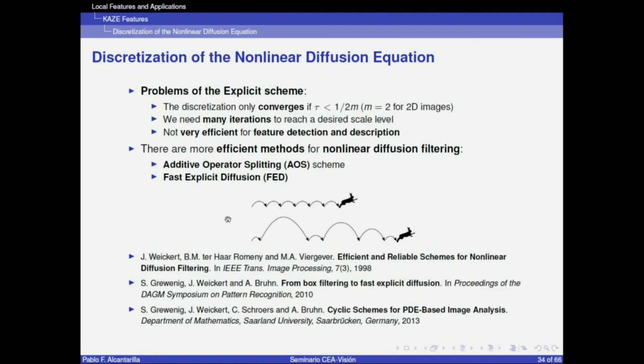This is the figure that they use with this rabbit here. For example, these time steps are very small, and this can be the explicit scheme. But what fast explicit diffusion does is use dynamic step sizes: one small step, then one that is bigger, small, bigger, and so on. So you can reach a desired scale level in your nonlinear diffusion filtering much faster. And here you have some references if you want to go into more detail about the mathematics of nonlinear diffusion filtering, additive operator splitting, and fast explicit diffusion.